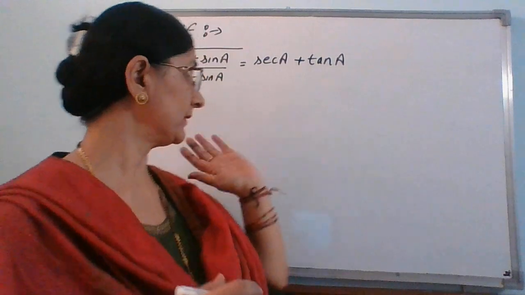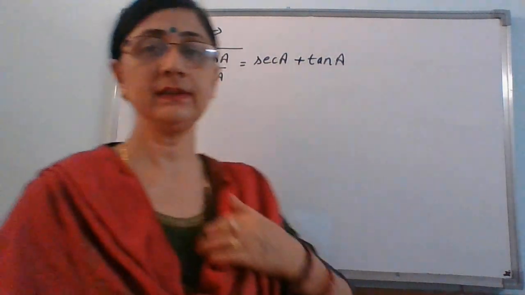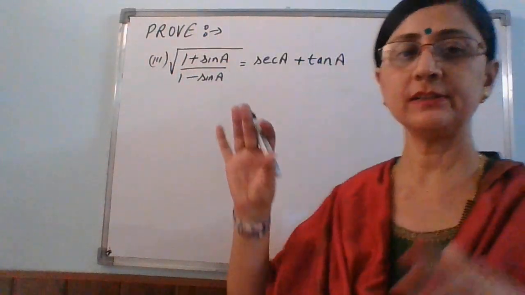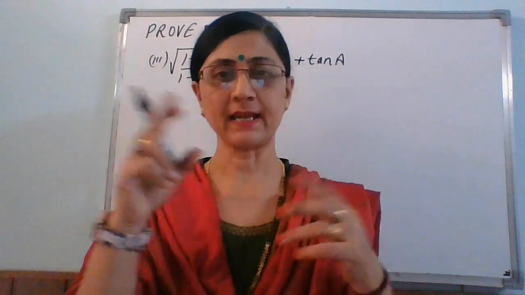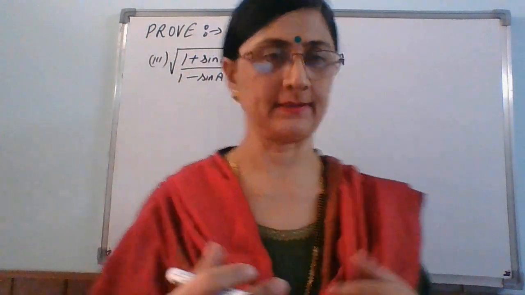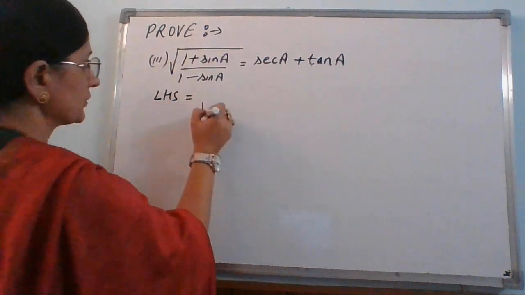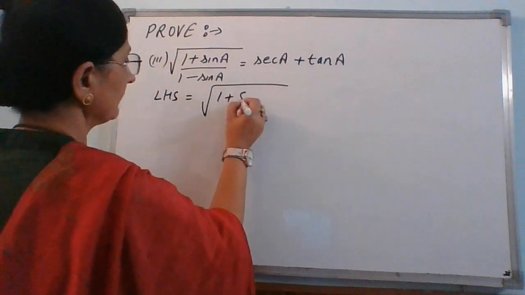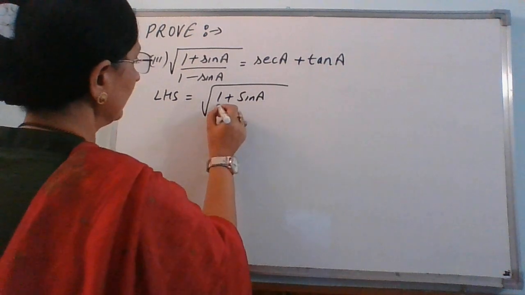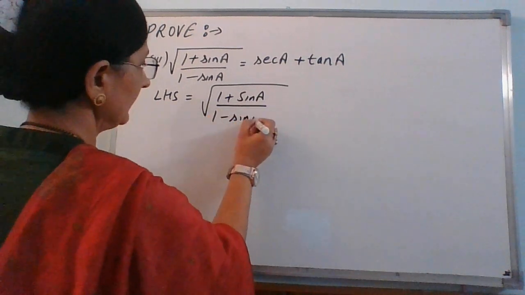Okay students, now we will do this question. Whenever there is something inside the root whether it's sine or cos, you should rationalize it, right? So what is rationalizing? First we'll write the question. LHS equals to, inside the root we have 1 plus sine A upon 1 minus sine A.